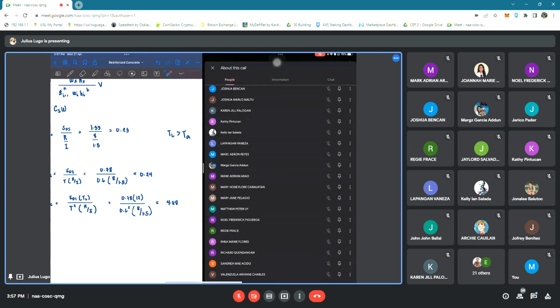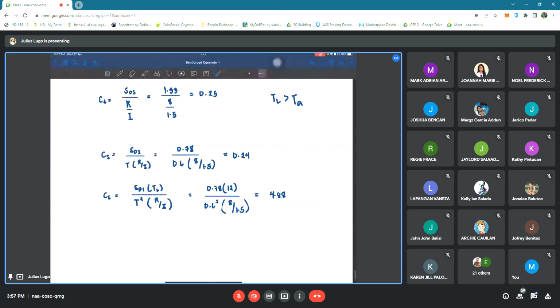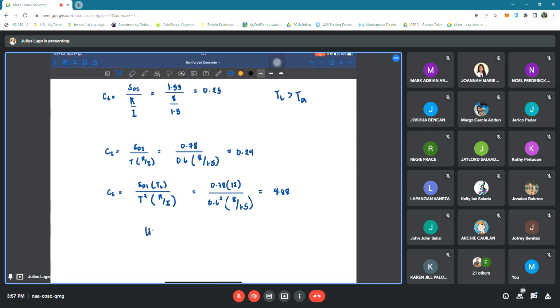But in terms of the two, which value will we choose in terms of the CS? What's the CS value?